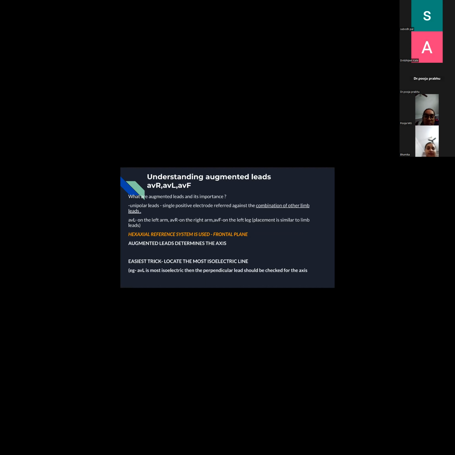I'll be showing the image in the next slide. Augmented leads are used to determine the axis of the heart. There is one normal axis, one left axis deviation, one right axis deviation, and one extreme axis deviation.